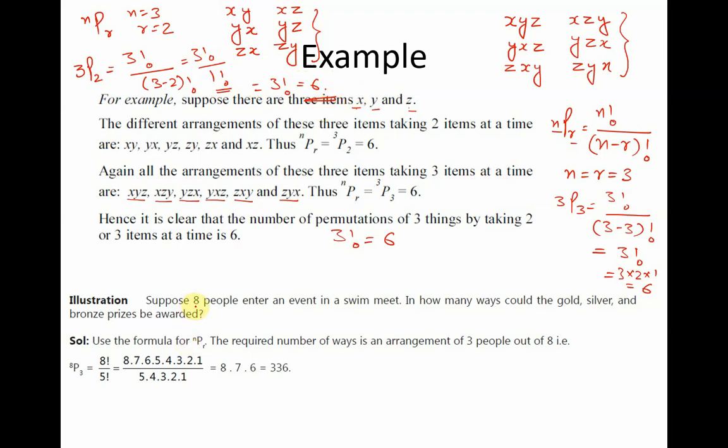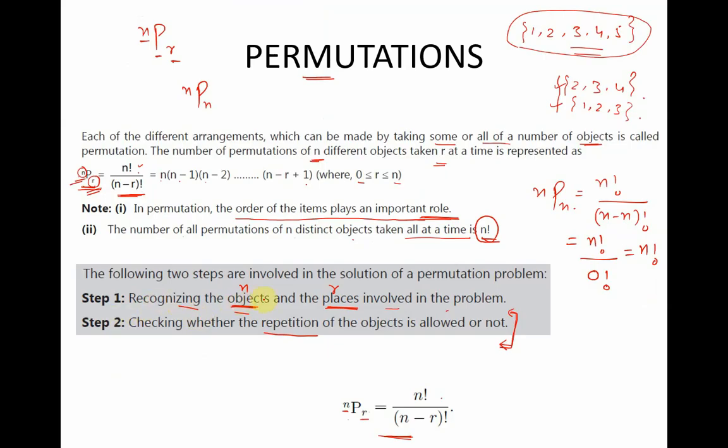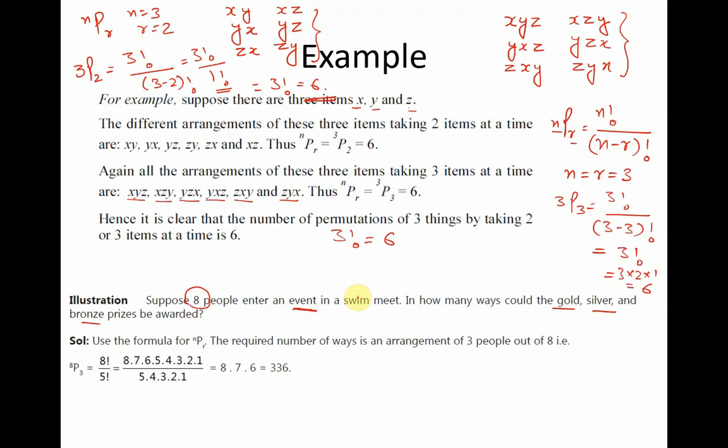Let's take another example. Suppose there are 8 people in an event and we have to award the gold, silver and bronze medals. Remember, I told you, recognizing the objects and the places involved in the problem, you have to first identify the value of n and the value of r. A simple thumb rule is, if there are 2 possible values, then the larger value will obviously be n and the smaller value will obviously be r.